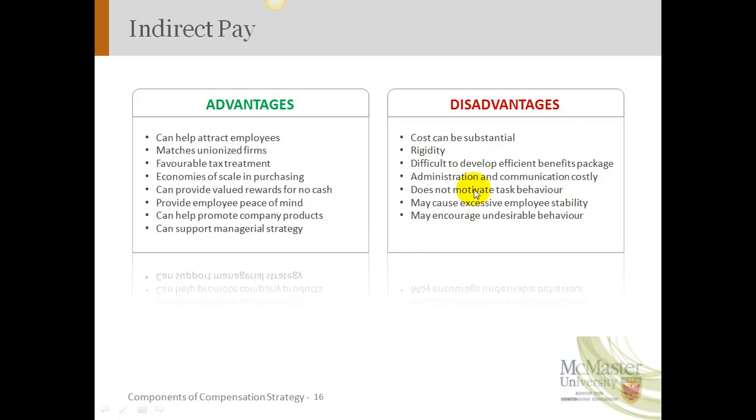Some of the disadvantages, again, the cost can be very high. It's difficult to develop efficient benefit packages. So say, for example, and we're going to talk about it a little more in a later chapter, you are in your late 40s, early 50s, you don't have any kids at home anymore, and you say, well, I don't want orthodontics coverage, I don't have kids, I don't have braces myself, I don't need it. But somebody who has a young family may need orthodontics coverage for their kids.